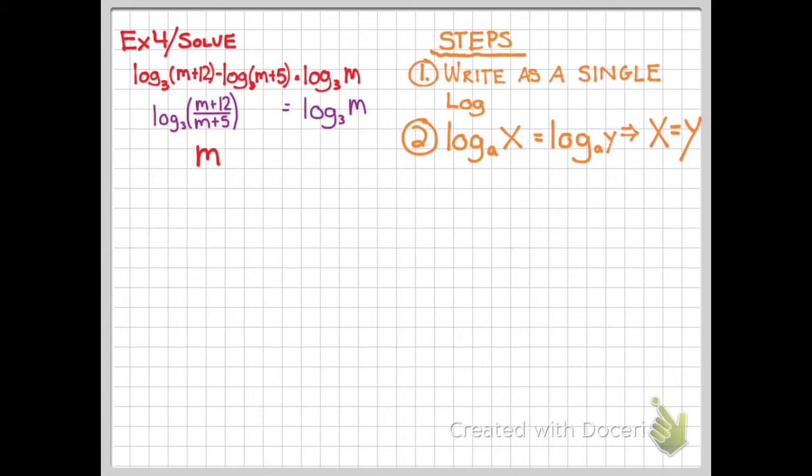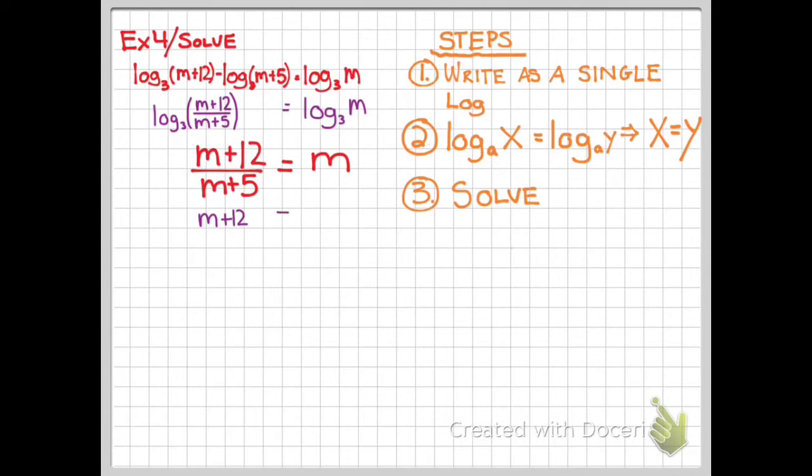So I'm using the property that the argument in this log must be equal to the argument in this log if the bases are the same. So the argument in this log is (m plus 12) over (m plus 5). The argument in this one is m. The next step, step 3, I'm going to solve the rational equation. So I do that by multiplying both sides by 5 plus m.